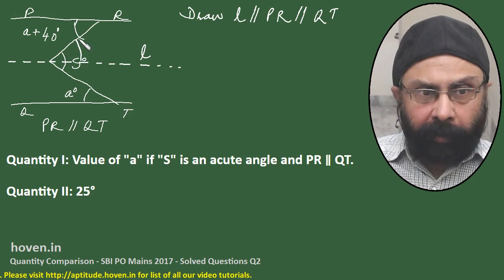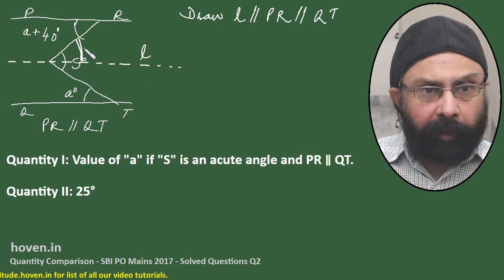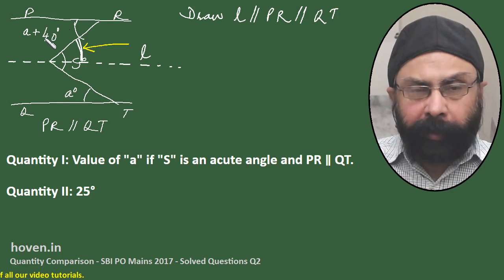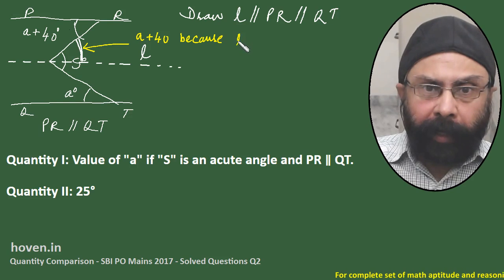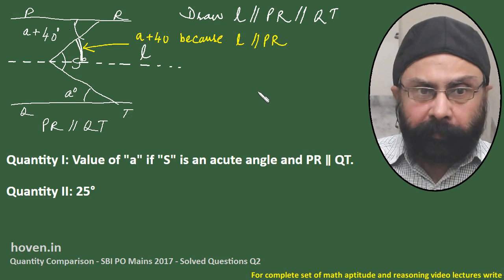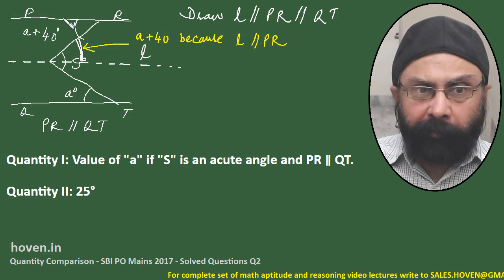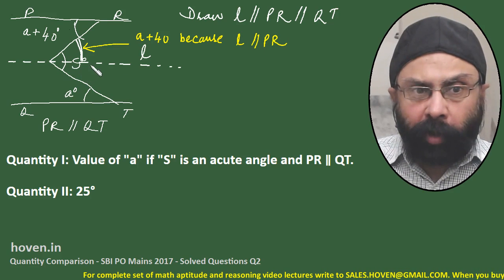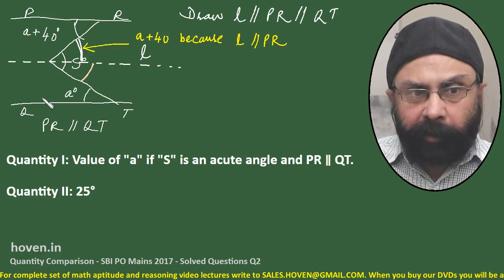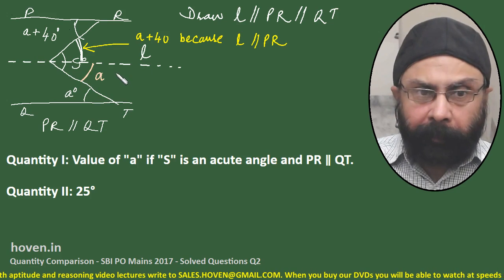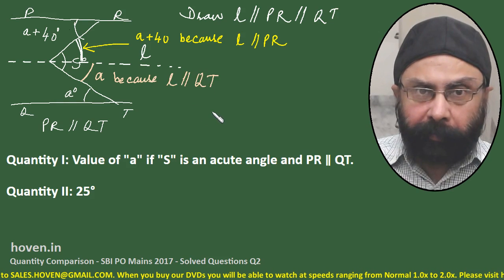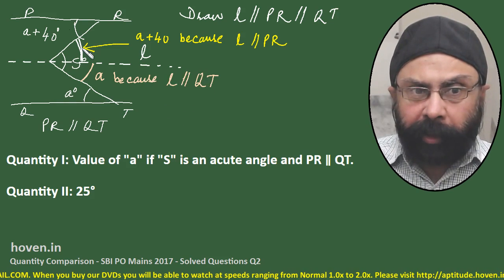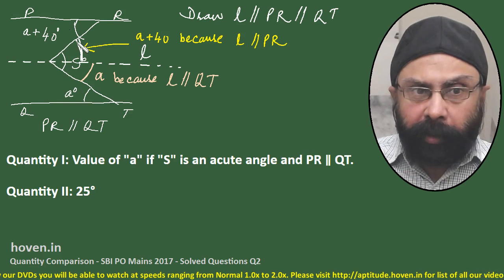Now what is this angle, the one I am drawing here? This angle is going to be the same as A plus 40, because L is parallel to PR. This angle is also A plus 40, because L is parallel to PR. So that is the basic fundamental of parallel lines. And let us repeat the story similarly for this angle. This L is parallel to QT, so this angle is also A, because L is parallel to QT. So can you see that we can set up an equation here, that this S is equal to this upper angle plus this lower angle?